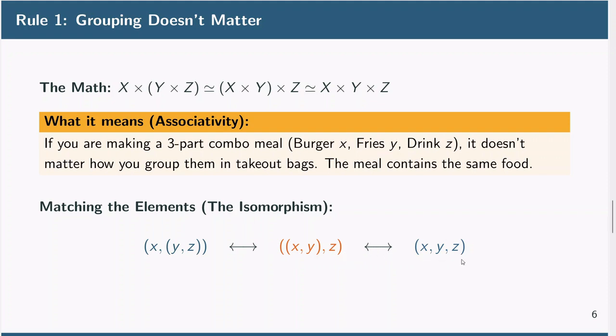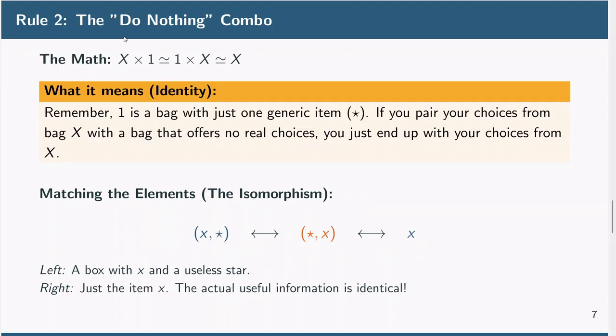Moving on to Rule 2, the do-nothing combo. The math here is x times 1 is isomorphic to 1 times x, which is isomorphic to x. This represents the concept of identity. Remember that our 1 is just a bag with a single generic item, like a star. If you pair your meaningful choices from bag X with a bag that offers absolutely no real choices, you simply end up with your original choices from X.